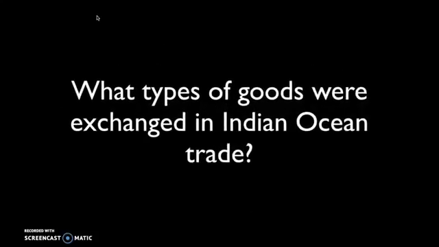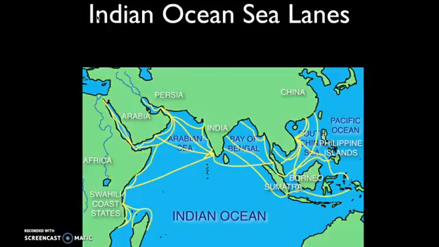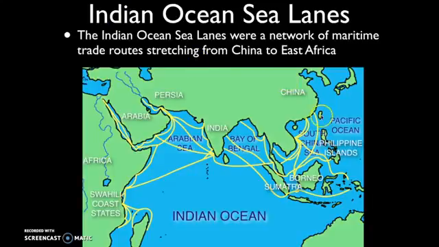So what types of goods were exchanged in the Indian Ocean trade, and are those similar to or different than the Silk Road? First, let's get an idea of the geography of the Indian Ocean sea lanes. The Indian Ocean sea lanes are a maritime network that spanned from China and East Asia, included Southeast Asia, the islands of Borneo and Sumatra, India, Persia, Arabia, and stretched all the way over to East Africa and the Swahili coast states.